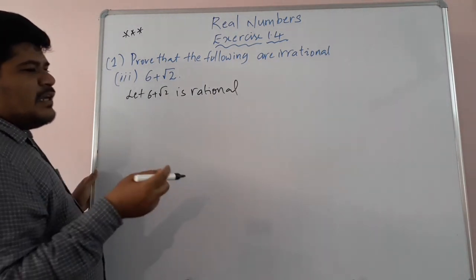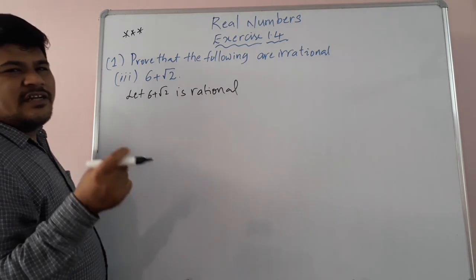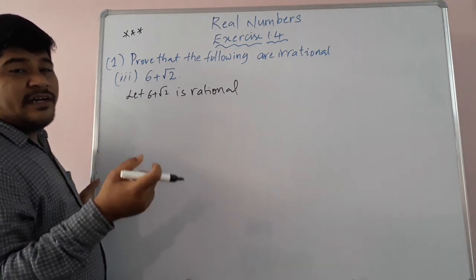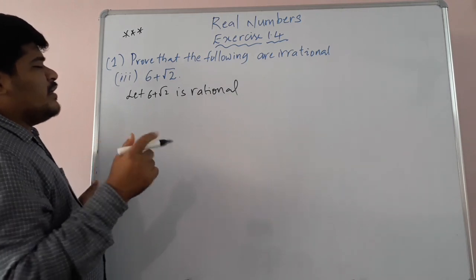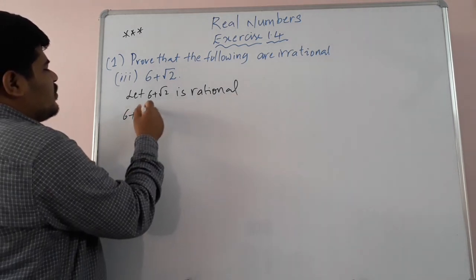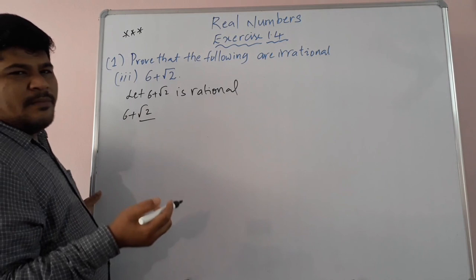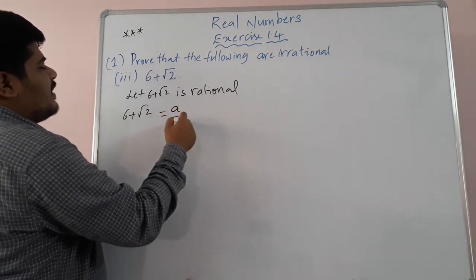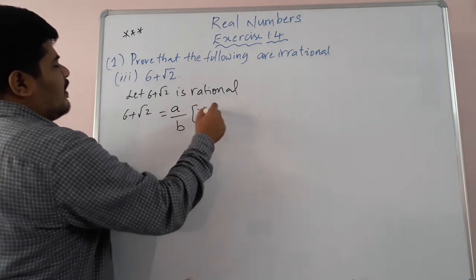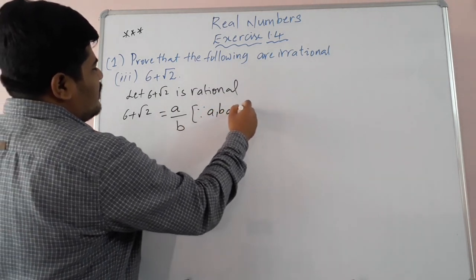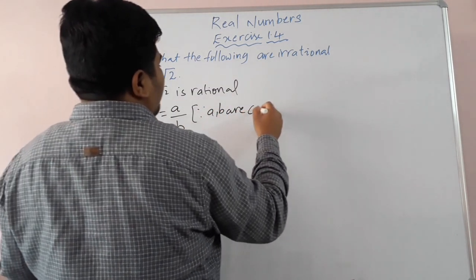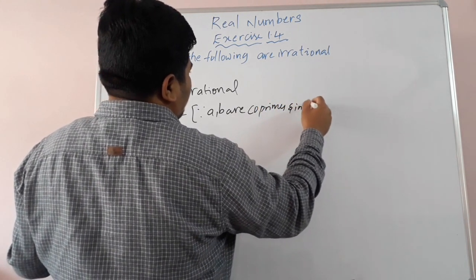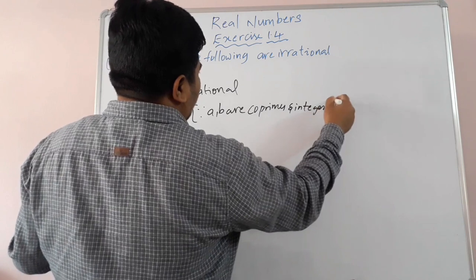If it is a rational number, then children, what is the definition of a rational number? A number which can be written in the form of a by b, where a, b are co-primes and integers. So here we can write 6 plus root 2 in the form of a by b, where a, b are co-primes and integers.